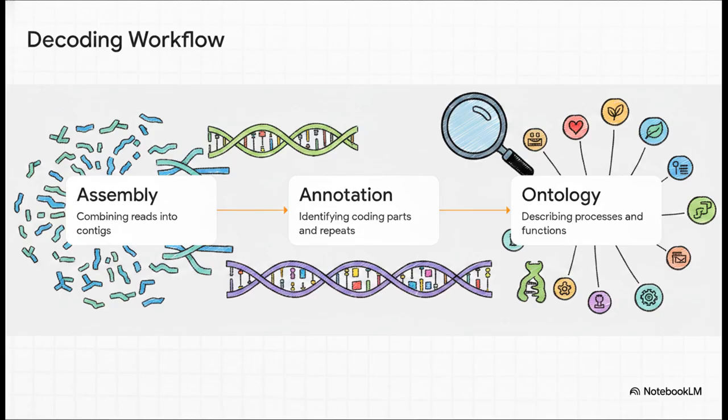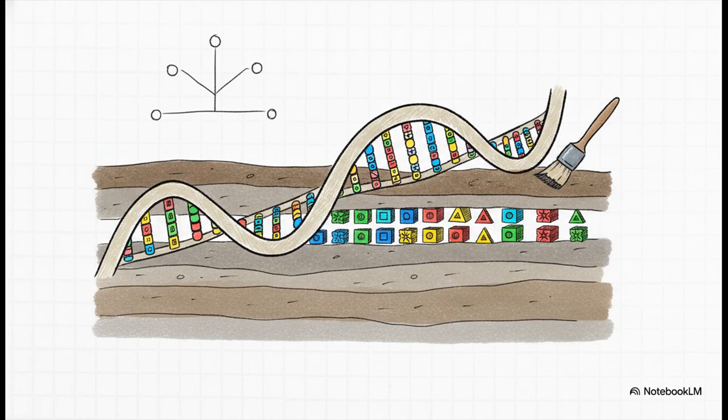This is where we act like molecular detectives, scanning that assembled genome to identify the coding parts of genes, the non-coding elements, and the repeats. And finally, step 3 is gene ontology, where we take those identified gene products and unambiguously describe their associated biological processes and molecular functions. Let's move along and see how this actually builds our understanding of life's history.